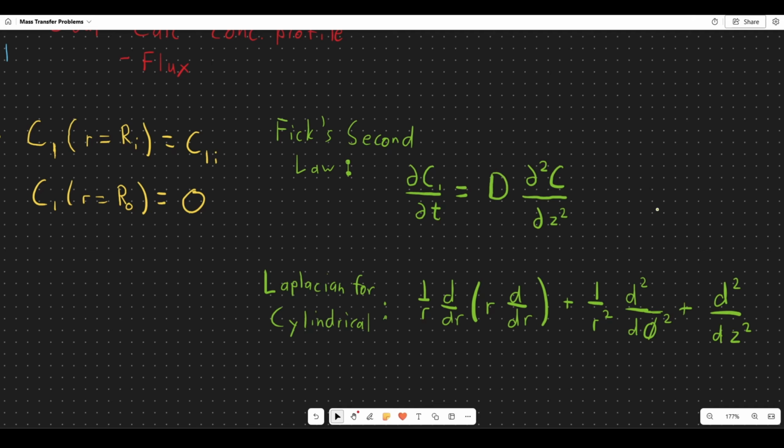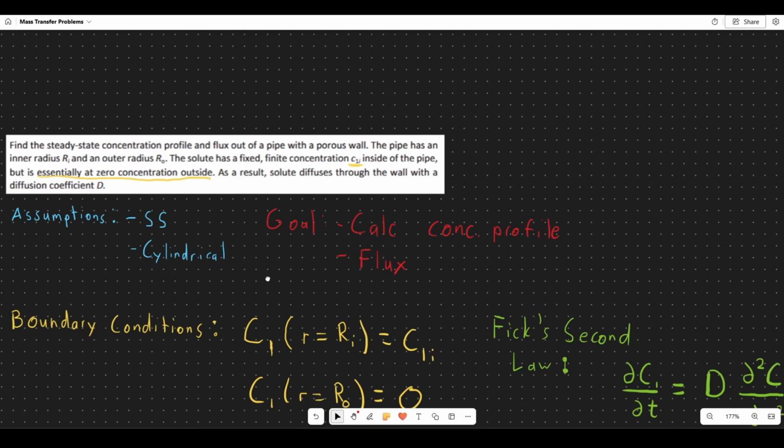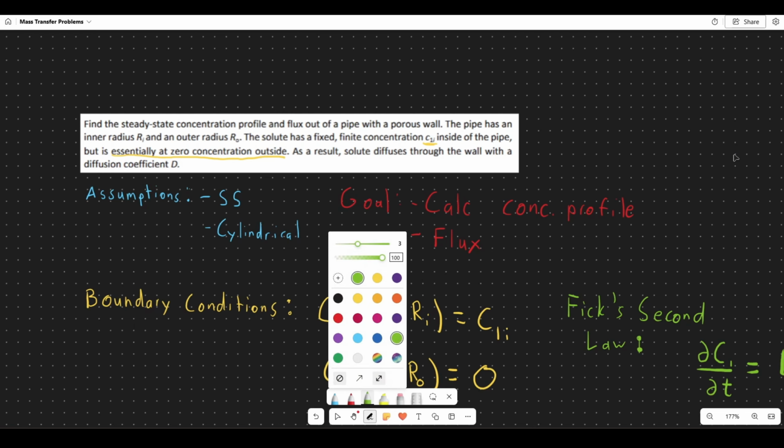So if you look up the Laplacian, you're not expected to know this, but if you look up the Laplacian for the cylindrical, this is what it is. And you want to know the Laplacian because essentially this is Cartesian, right? But we're not going to be using the z-axis for the diffusion. As you can go back to the problem, you can see that the solute is diffusing through the wall of the pipe, right?